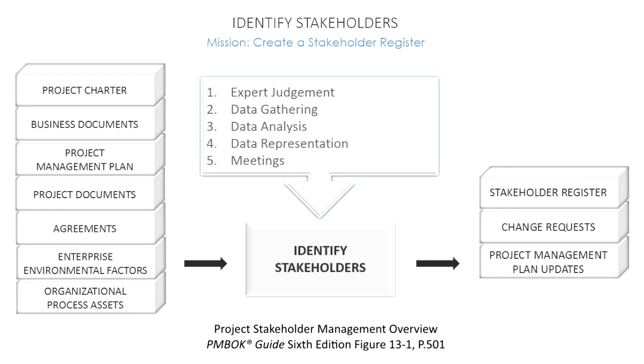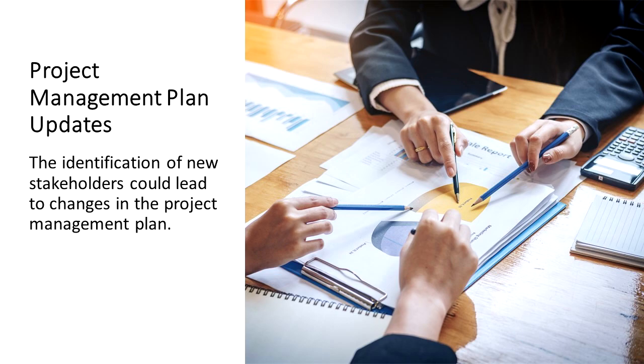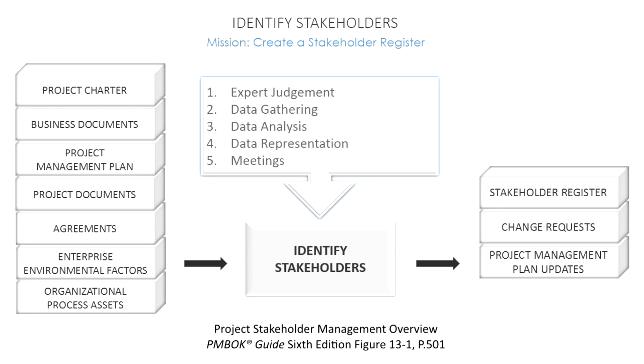Our next output is project management plan updates. As I mentioned a few seconds ago, you may need to update your project management plan. We could look at updating requirements. We could look at updating our requirements management plan. We could look at updating our communications management plan as well. We may also, as a direct result of identifying stakeholders, have to update our risk management plan. We may also need to update our stakeholder engagement plan.